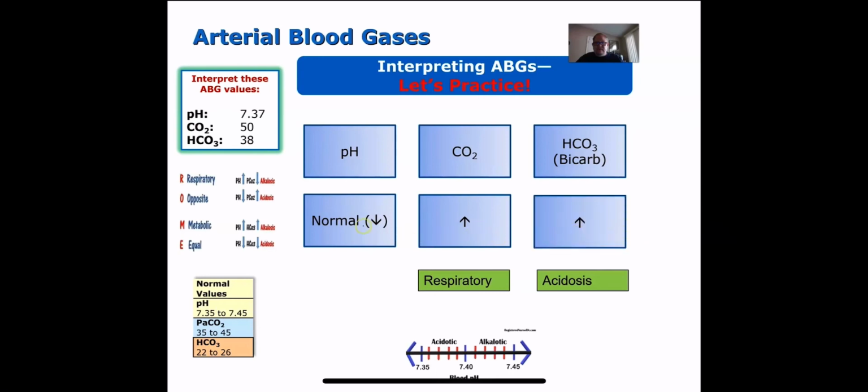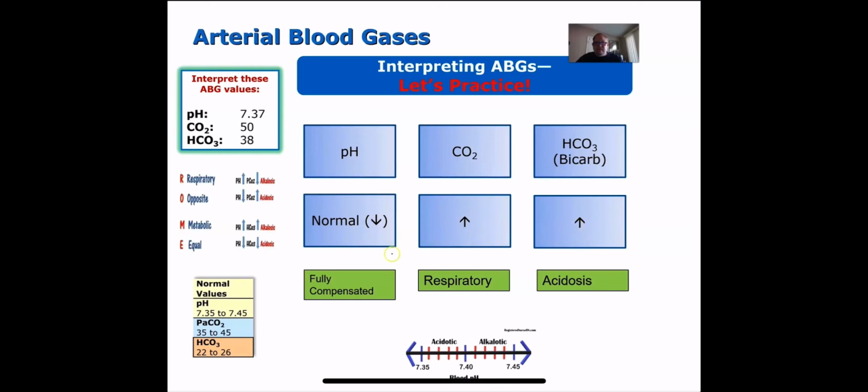So now if you look at it, all three of them are out of range. I'm sorry, not out of range. Your pH is normal, but the other two are out of range. That means it's fully compensated. Your body has fixed the pH of whatever the respiratory concern is doing by increasing this bicarb.